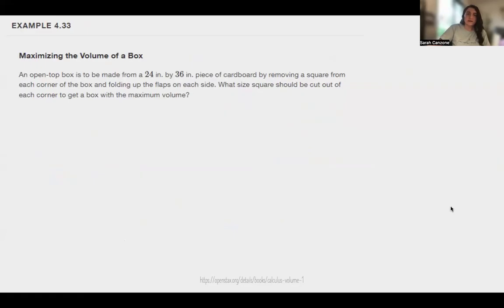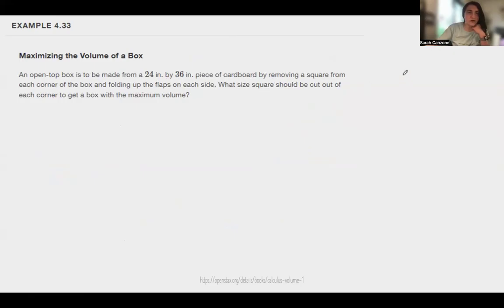All right. Now we aren't given a drawing, so we will need to create one ourselves. It says an open top box is to be made from a 24-inch by 36-inch piece of cardboard by removing a square from each corner of the box and folding up the flaps on each side. All right, let's start drawing.